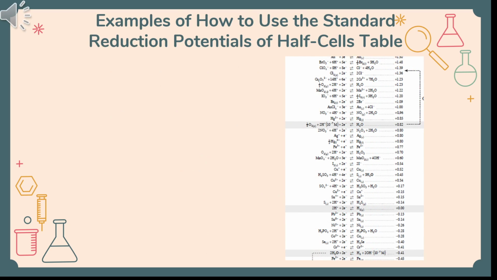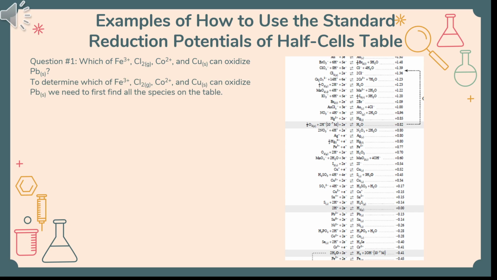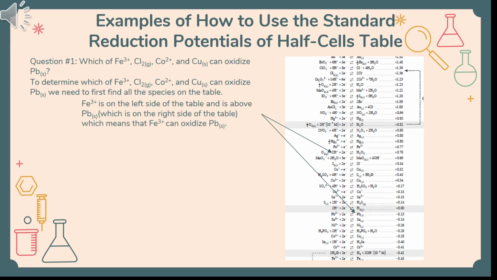Now, I'll go through some example questions and show you how to use what we just learned to answer these questions. Question number 1. Which of Fe3+, Cl2 gas, Co2+, and Cu solid can oxidize Pb solid? To determine which of these can oxidize Pb solid, we first need to find all the species on the table. Fe3+ is on the left side of the table and is above Pb solid, which is on the right side of the table, which means that Fe3+ can oxidize Pb solid.